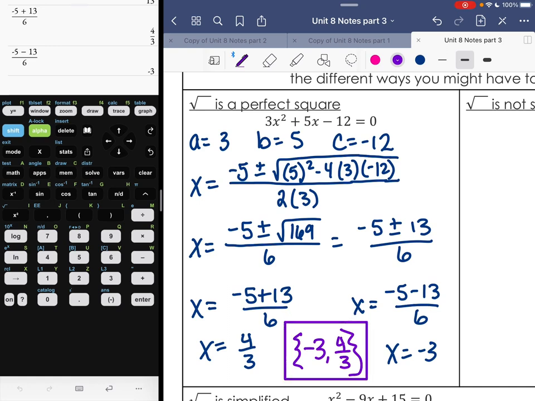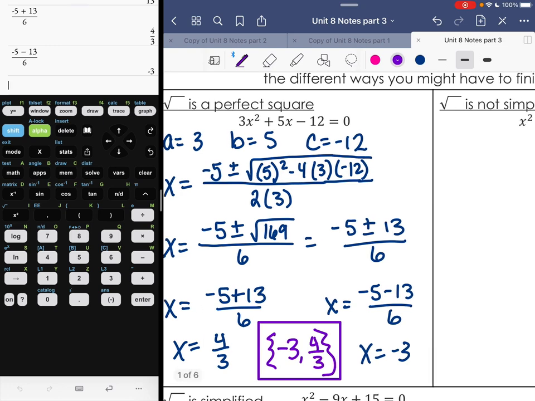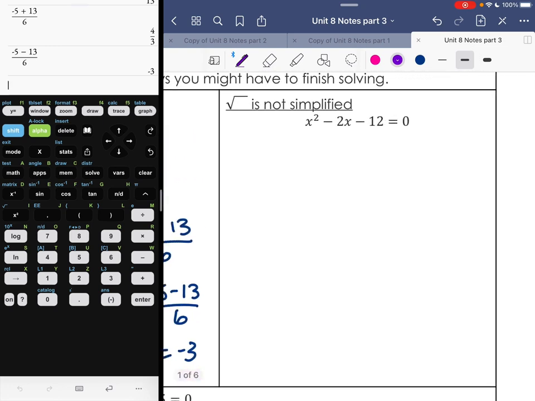Okay, so that one, we probably could have factored it, but because a is 3, it would have taken us a little bit more time. And so using the quadratic formula let us do that pretty quickly. All right, the next one is a not simplified square root, which means we're going to have to simplify it. We're going to start the same, finding a, b, and c, because step 1 is already done.